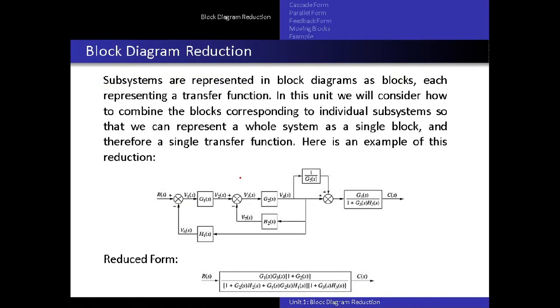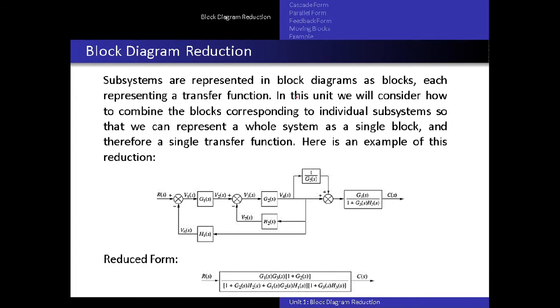So that is what we have discussed about block diagram. It is nothing but subsystems represented in a block diagram as blocks, each representing a transfer function. You can see this transfer function is G1 of S, which is the output V2 of S divided by V1 of S. So each gain block is a separate transfer function. These transfer functions are connected in cascade, parallel, feedback and some other forms.